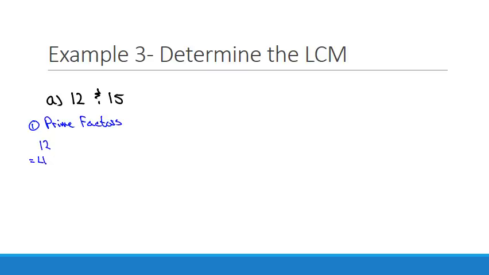12. So I'm going to say 4 times 3. The 4 becomes 2 times 2, and then times 3. So I'm done that one.